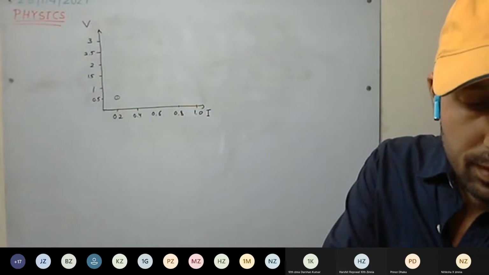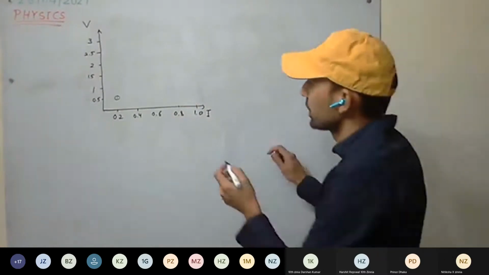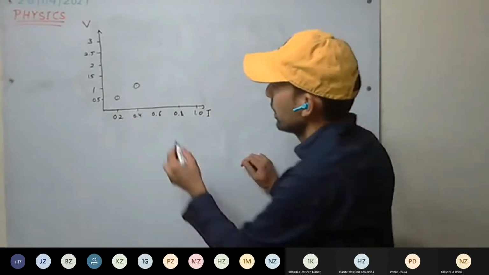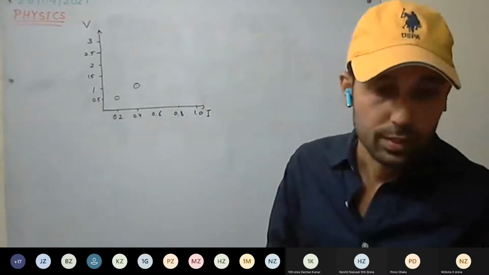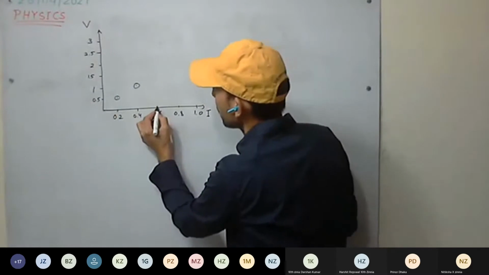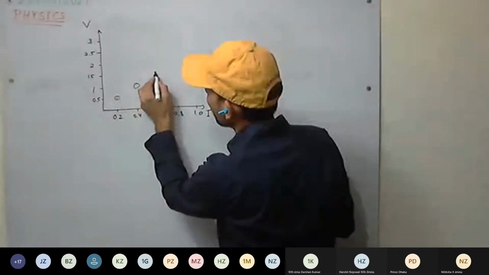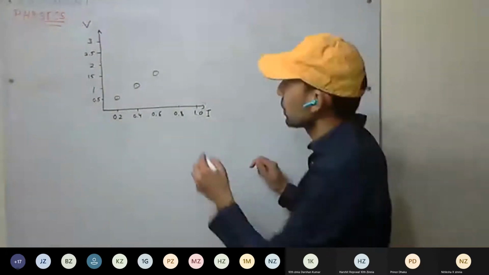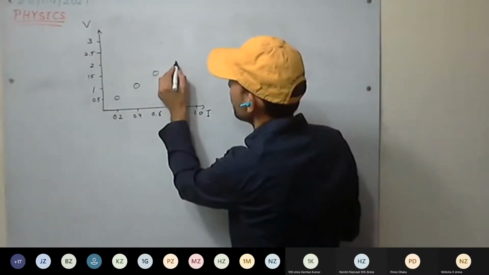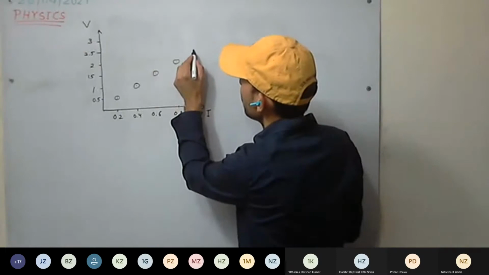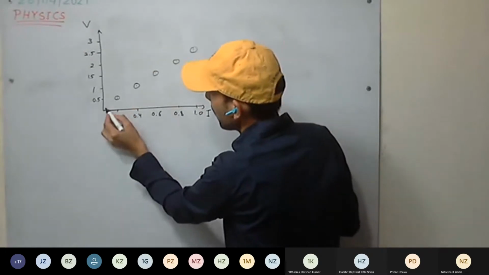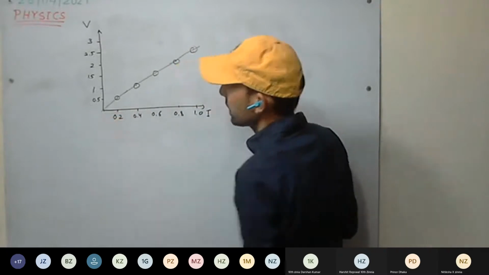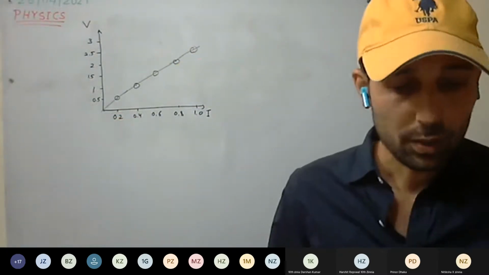When current is 0.4, it is 1 volt. When current is 0.6, it is 1.5. When current is 0.8, it is 2, and when it is 1, it is 2.5. So now connect them with the scale. It comes out to be a straight line passing through the origin.